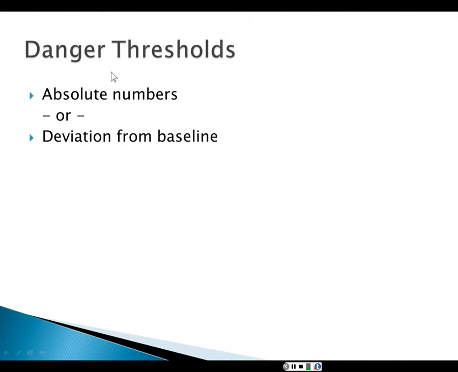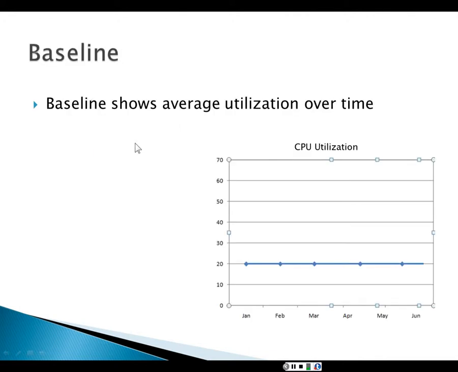Danger thresholds can either be absolute numbers or they can be a deviation from the baseline. Now, what is a baseline? The baseline shows the average utilization over time. So for this virtual machine, we can see that CPU utilization is 20% day after day, week after week, month after month, year after year. It's always 20%. So that is the baseline for this particular virtual machine.